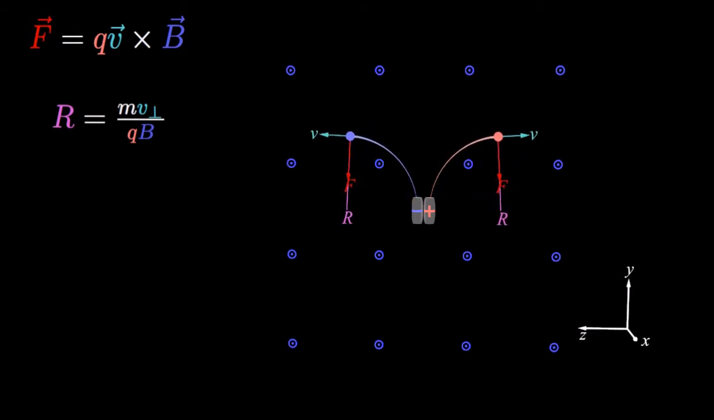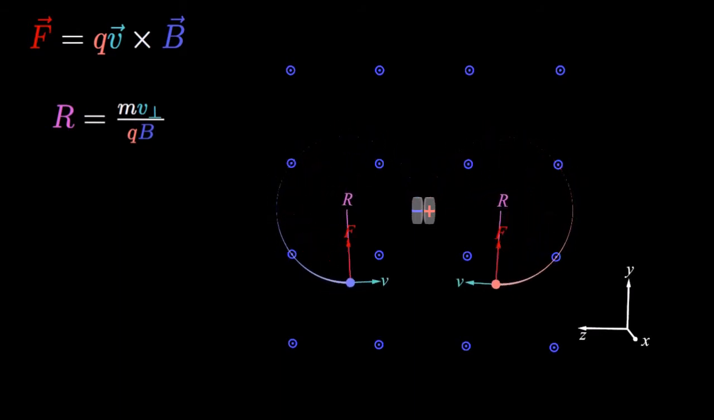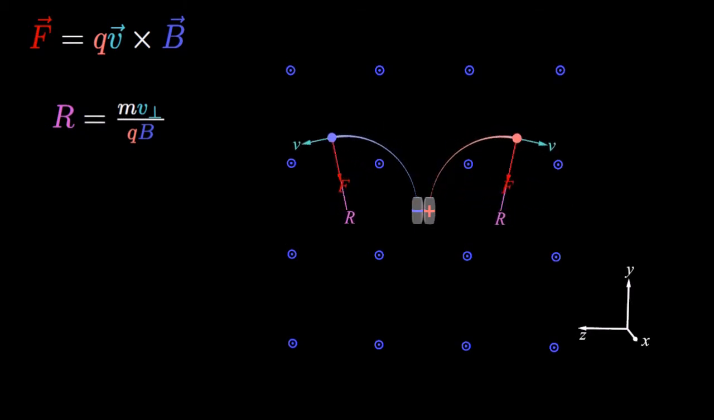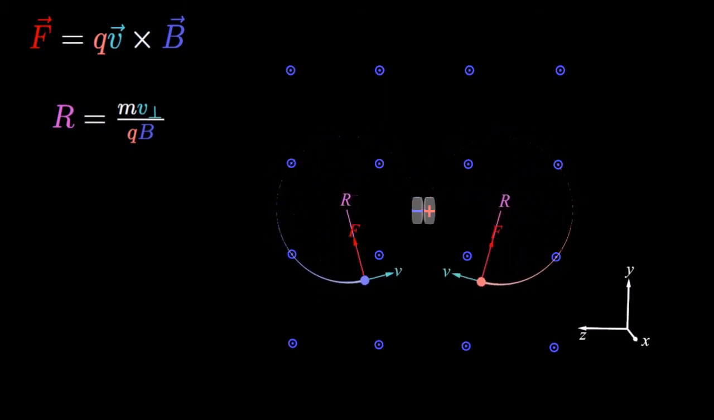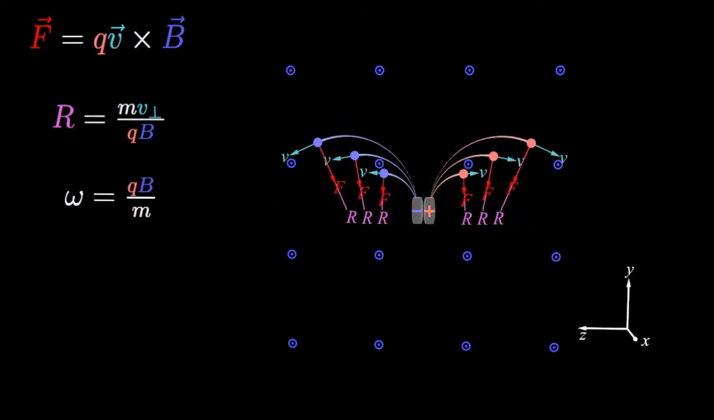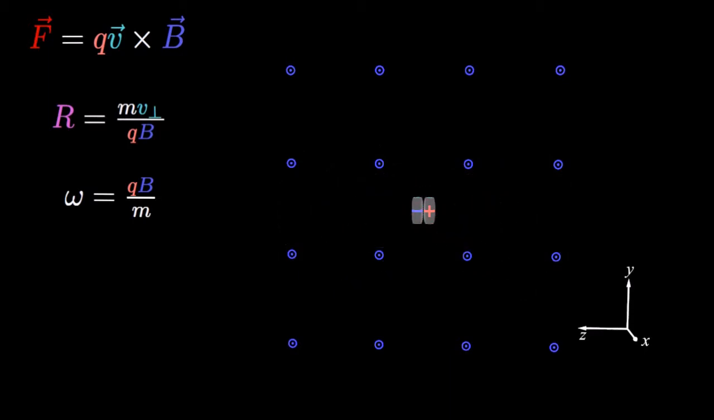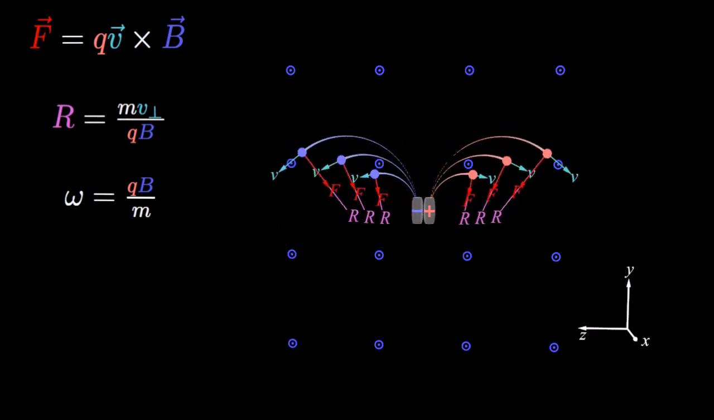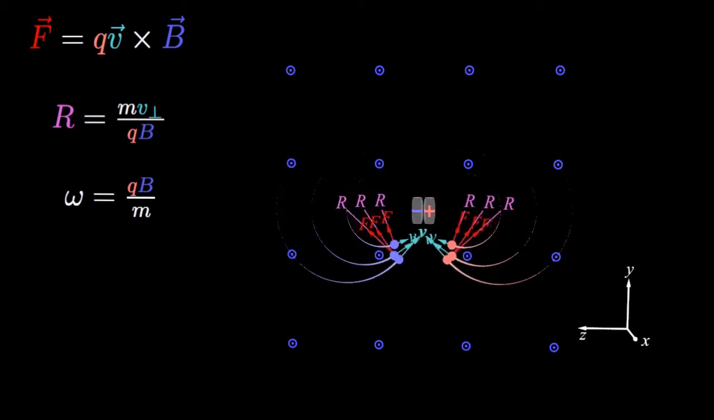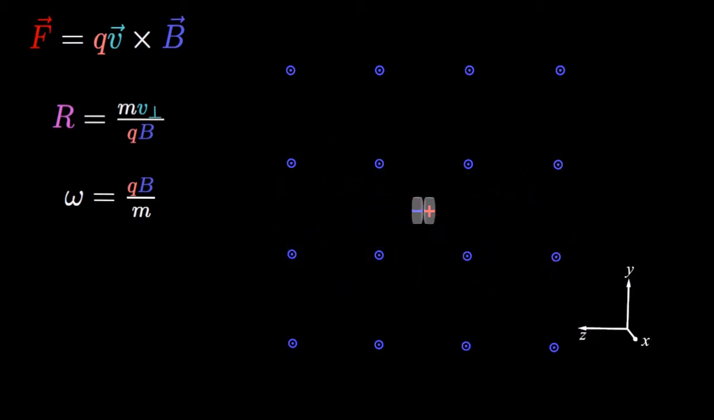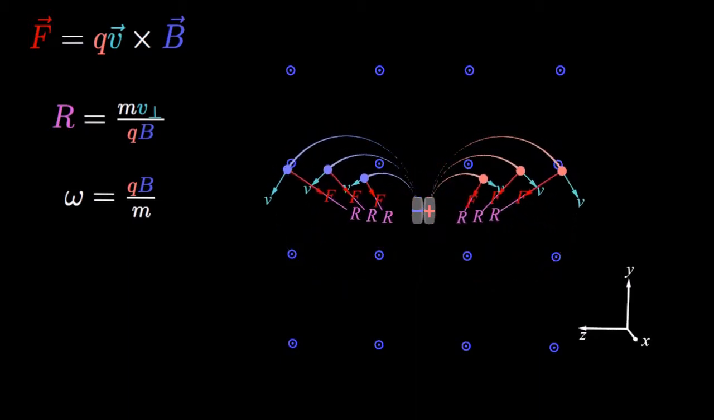The force on a negative charge will be reversed compared to a positive charge with the same velocity. As a result, positive and negative charges will traverse their circles in opposite directions. Speed also affects the radius of circular motion. However, the time it takes is not affected by the speed. The frequency of orbits only depends upon the charge, the magnetic field strength, and the charge's mass.